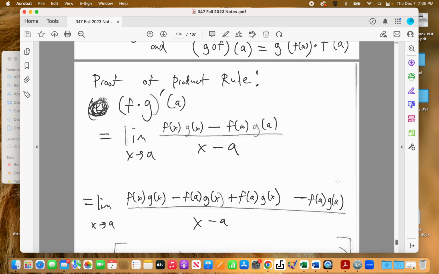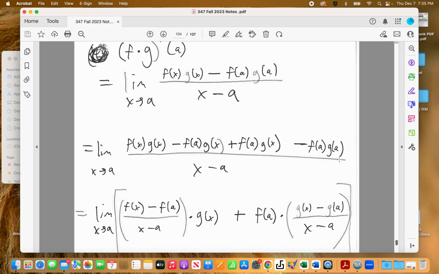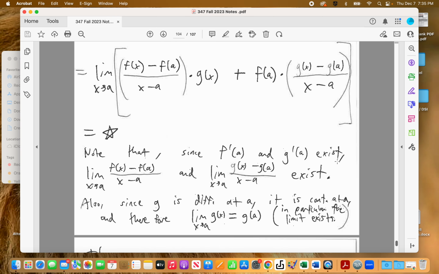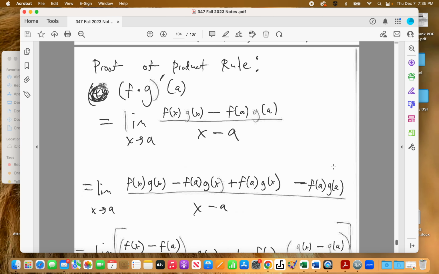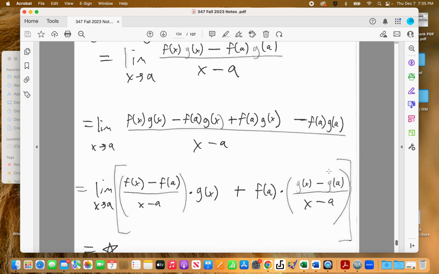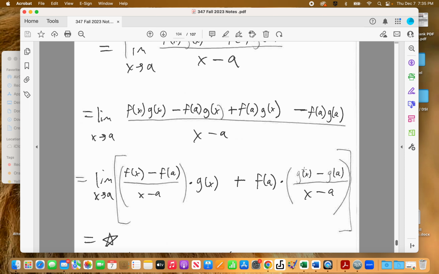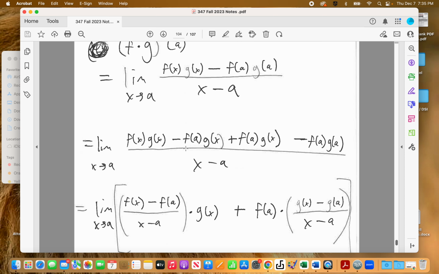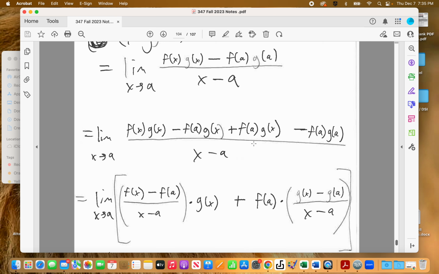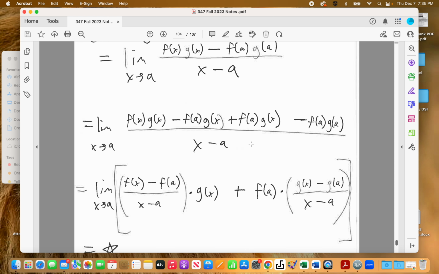The proof of the product rule, I would think of as kind of a hard one, if you really do it properly. First of all, you had this weird consideration, minus f of a g of x plus f of a g of x, and did some clever factoring. A little tricky there.